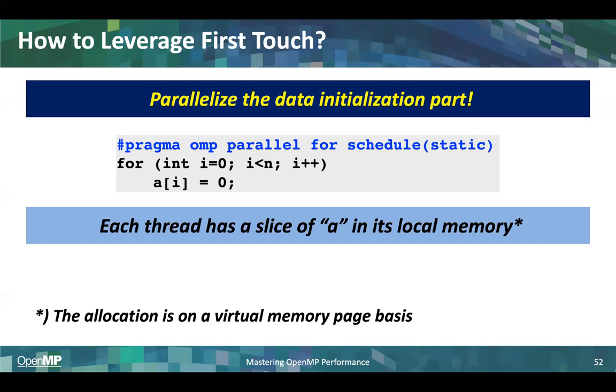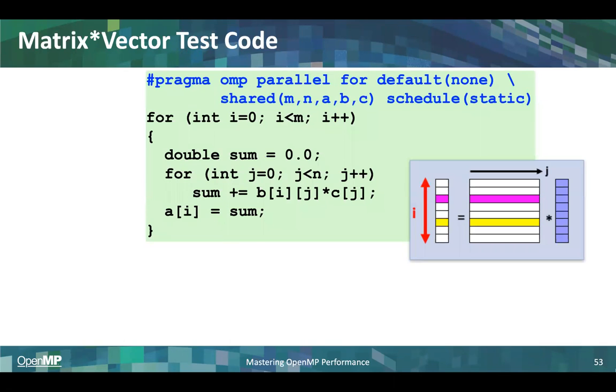As you know, the loop will be split up. Each thread will work on a chunk of A, so each thread will have a block of A in its memory. In that way, I sort of distribute A across the nodes of my system. A little bit more complex example, but still pretty simple.